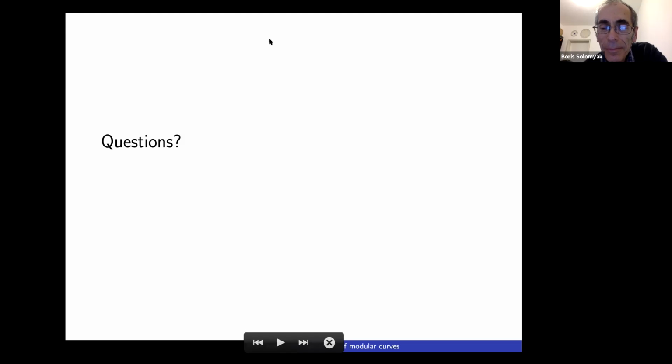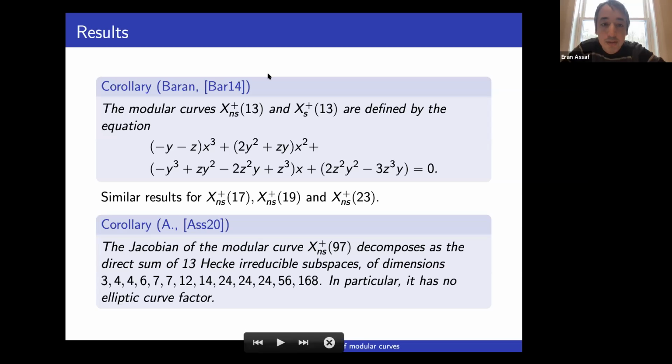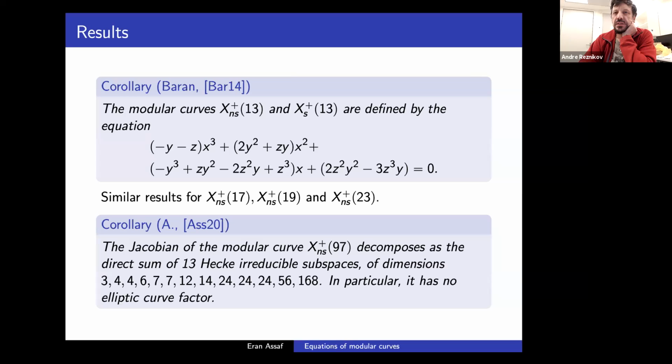Comments? So can you go back just one slide? Yes, sure. So you have dimensions, I mean, the result is more explicit than that. We have specifically the eigenvalues. Polynomials and eigenvalues, yes. How do you compute eigenvalues?